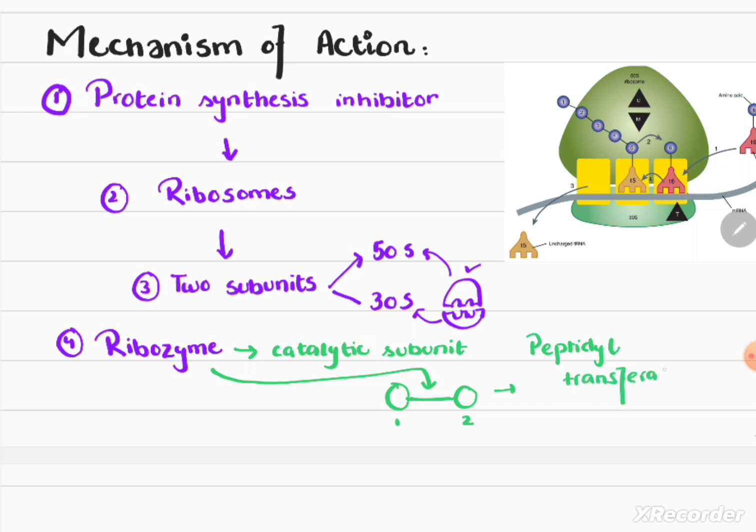Right? So what have we learned so far? That clindamycin is a protein synthesis inhibitor. It acts on the ribosomes. Ribosomes have two subunits. The bigger one is the 50S and the smaller one is the 30S. Clindamycin acts on the 50S subunit of the ribosome. This 50S subunit has an enzyme called ribozyme, because it forms a peptide bond between two amino acids. That is why it is also called peptidyl transferase.